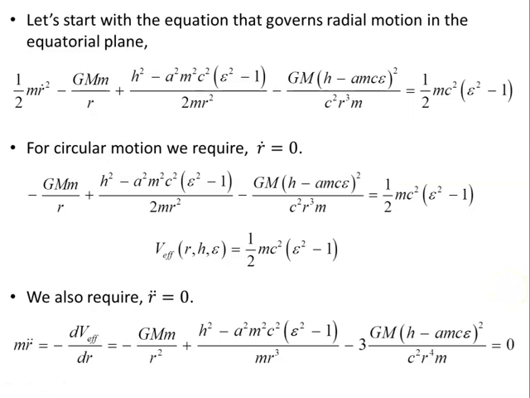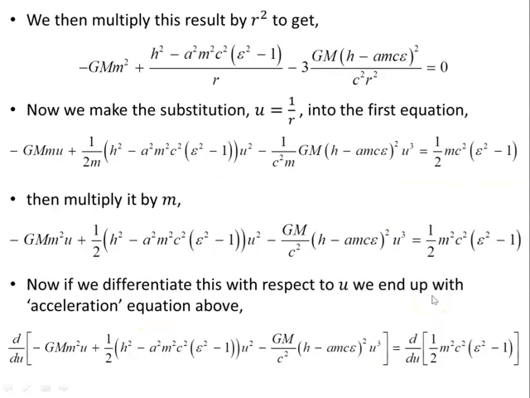So in effect, we have now two equations. This one deriving from r dot is 0, and this one deriving from r double dot is 0. We then multiply the second one by r squared, so it gets rid of the r squareds underneath here, just leaves us 1 over r here, 1 over r squared here, still equal to 0.